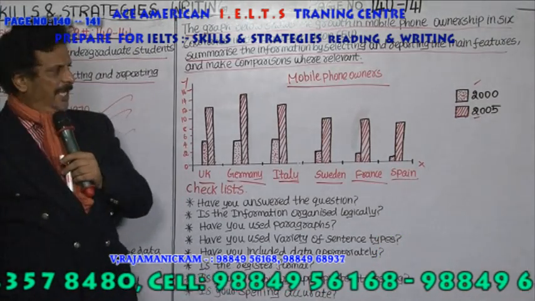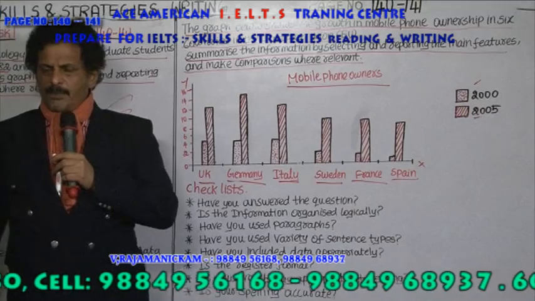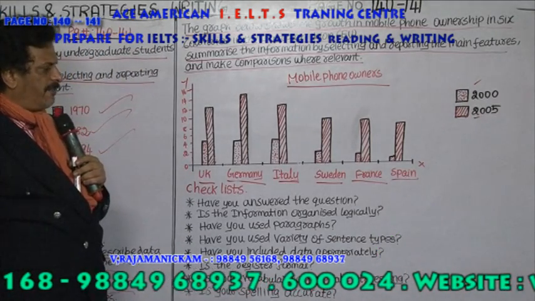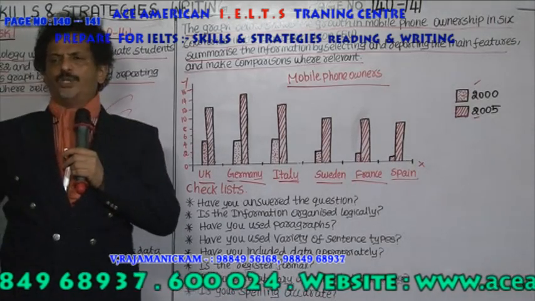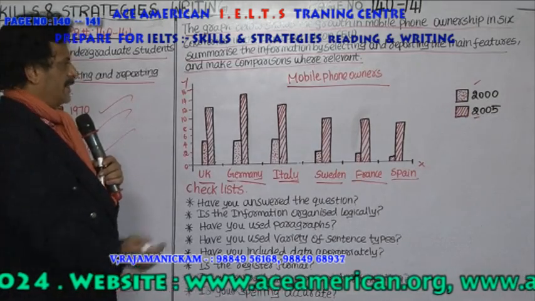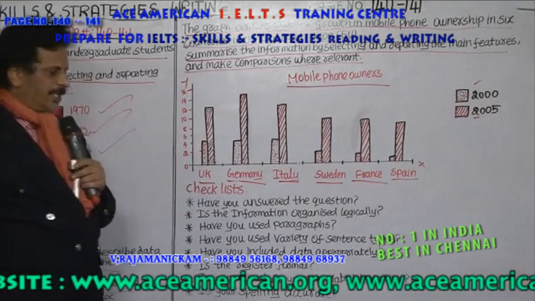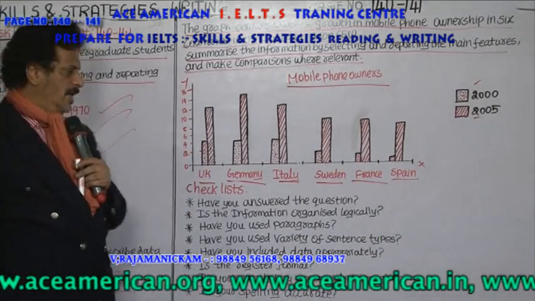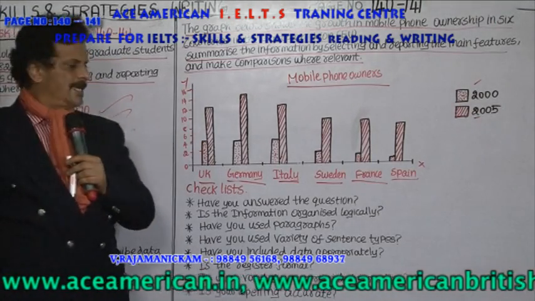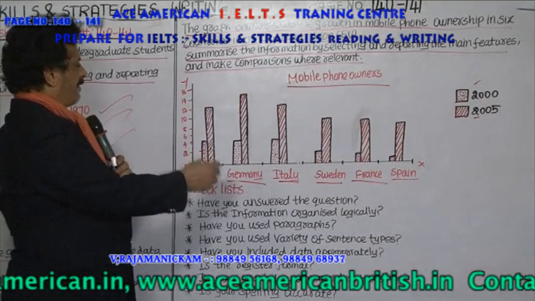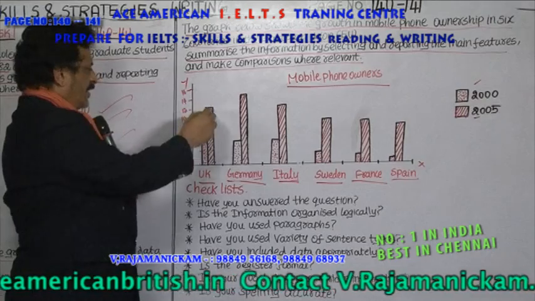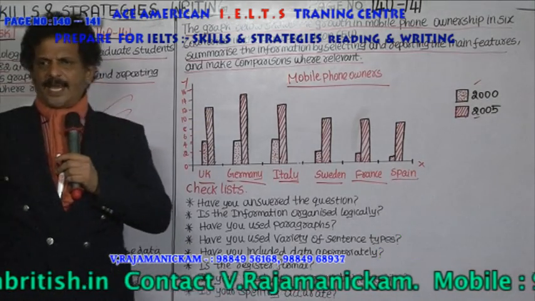So the growth of mobile ownership in UK, Germany, Italy, Sweden, France and Spain is shown for 2 years, the year 2000 and the year 2005. In the year 2000, in the United Kingdom, how many people were using cell phones? It is almost 4 million, right? Then in 2005, within a span of 5 years, it goes up to nearly 12 to 13 million.